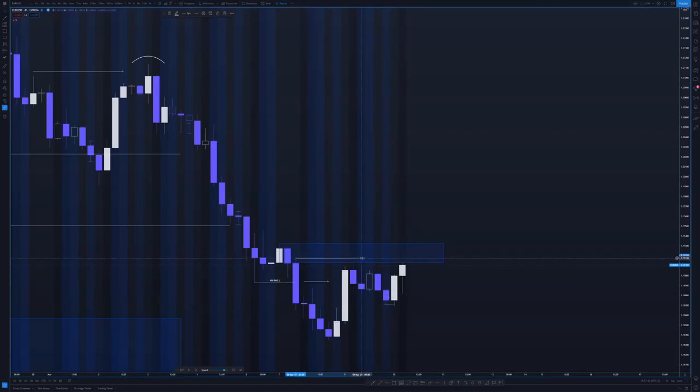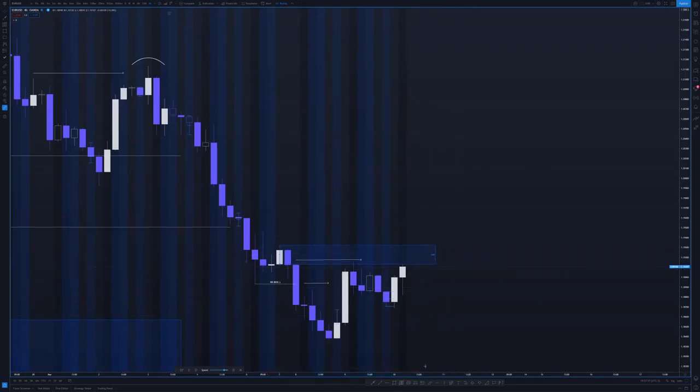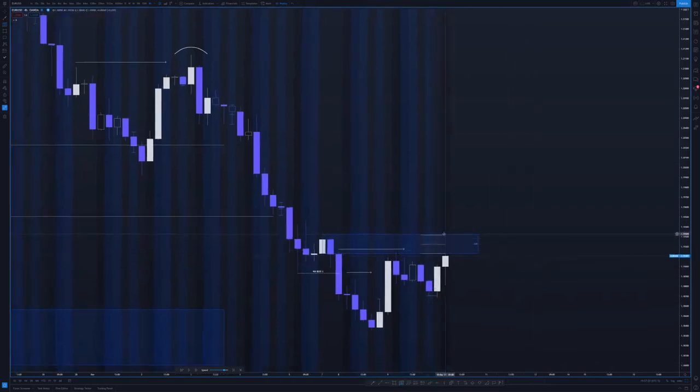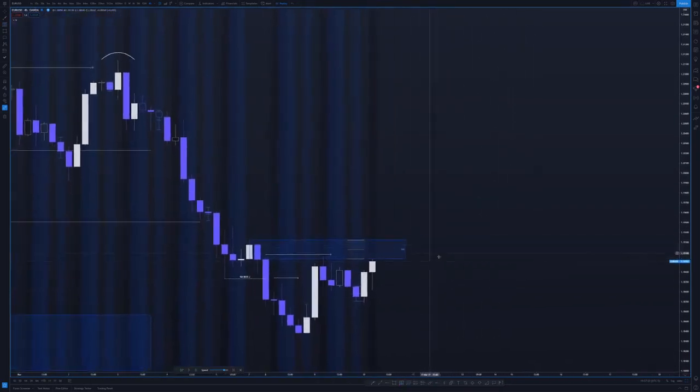So we have that. We also have this liquidity here, which will be a lot more clear on the lower time frame. So I'll move on to that next, but let's just quickly mark this as the 4 hour. That's our 4 hour. The other thing that I like to do, especially with these higher time frame order blocks, is mark out the equilibrium. And you're going to see why this is very important later on once I break it down further. So that's our 4 hour.